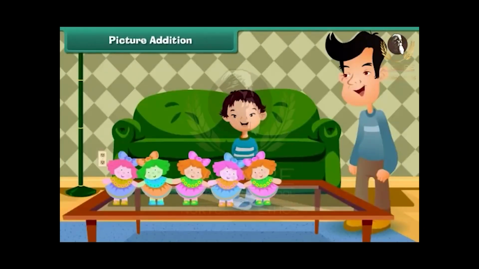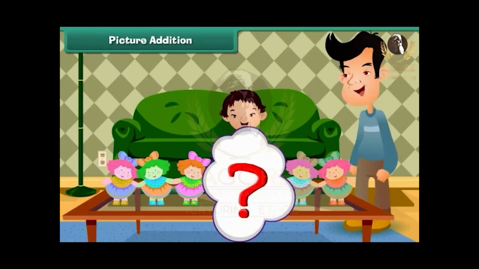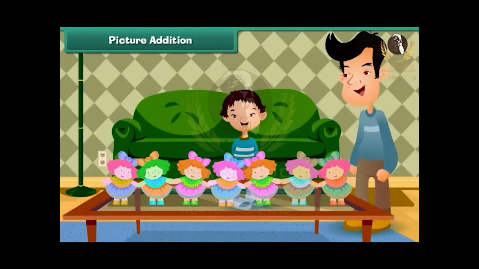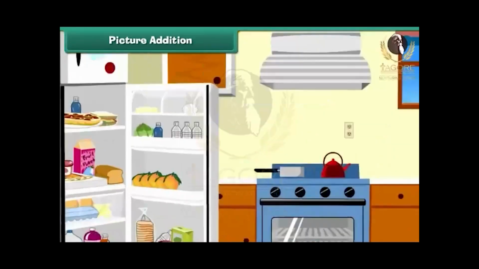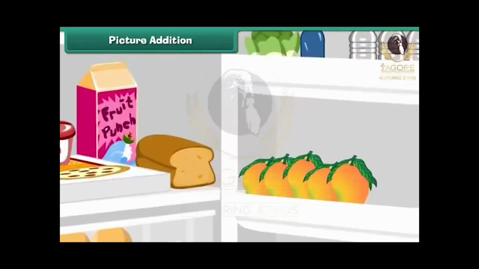Picture addition. Let us learn to add with the help of pictures first. Sheena has 5 dolls. Her uncle gets her 2 more. How many dolls does Sheena have in all? Count all the dolls. 1, 2, 3, 4, 5, 6, 7. Sheena has 7 dolls.